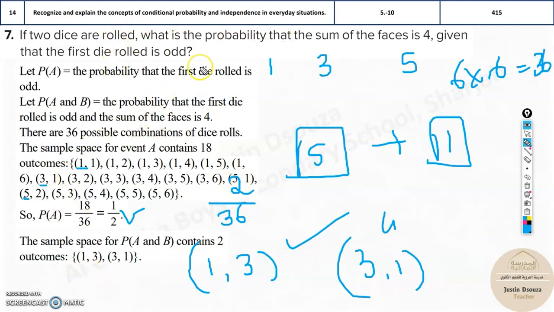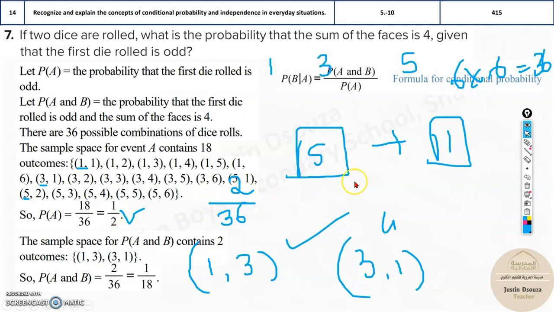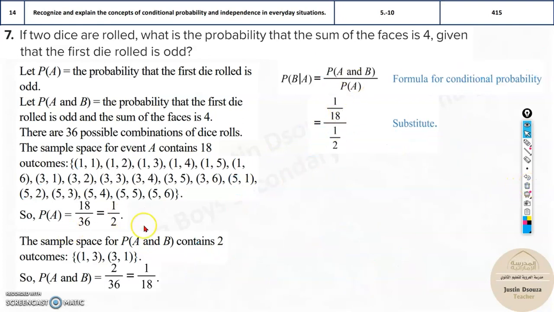That is A and B. A and B is the thing is, the first condition is the first die which is rolled is odd and the sum is 4. That is only possible in 2 by 36. So we have to just divide this by probability of A. Look over here. Now 2 by 36 is how much? 1 by 18. So they have simplified this. 1 by 18 divided by half. That's it. That is how you can solve this.